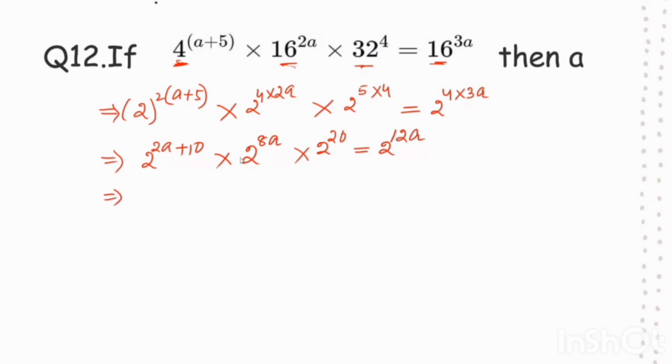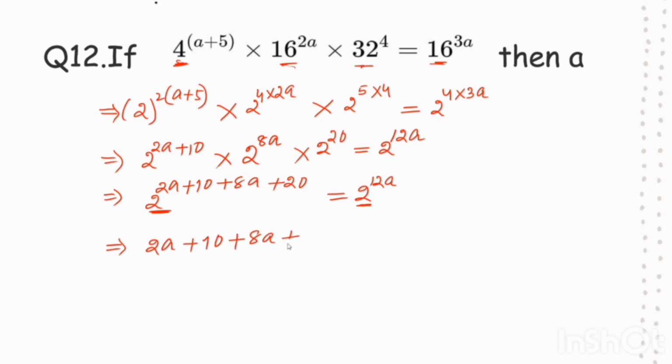Now when all the bases are the same, we have to add the exponents. 2 raised to the power 2a plus 10 plus 8a plus 20 is equal to 2 raised to the power 12a. When both the bases are the same, we have to equate both exponents. 2a plus 10 plus 8a plus 20 equals 12a. Both the exponents are equal.